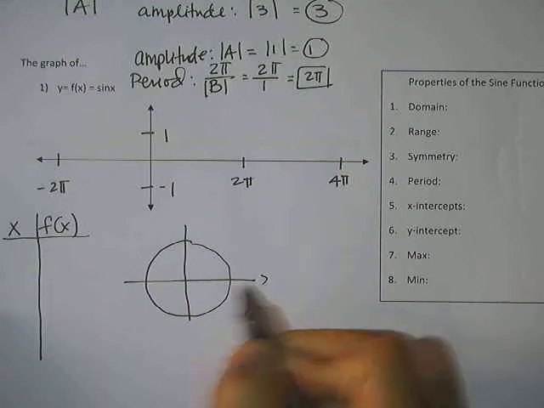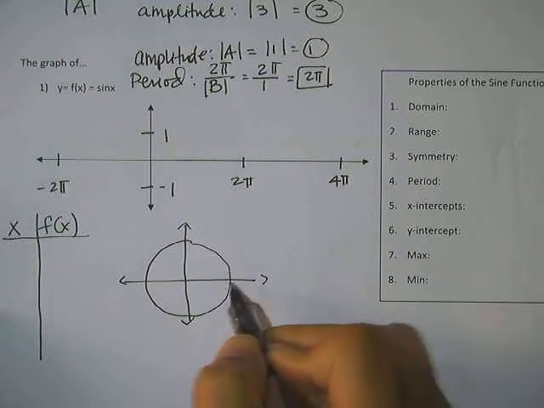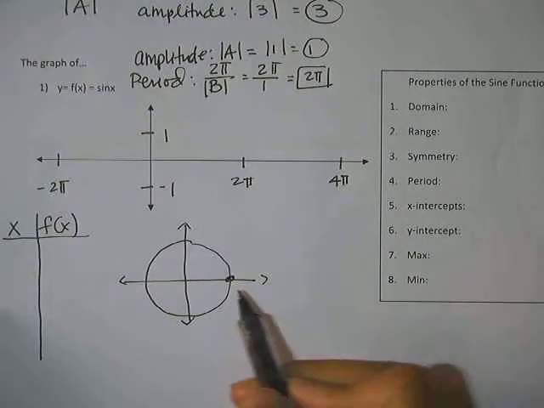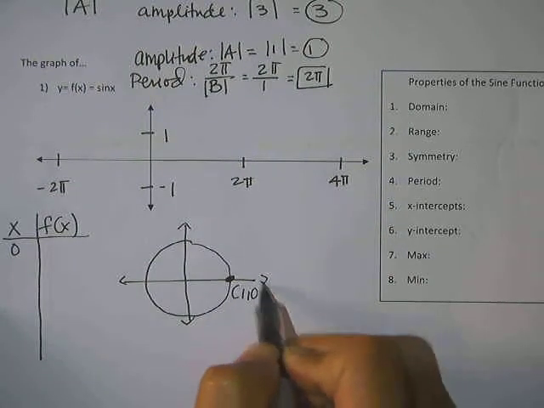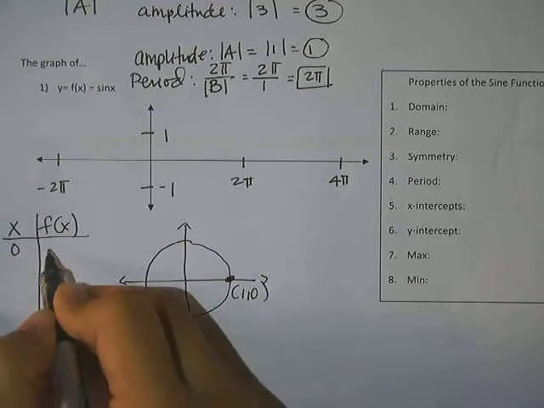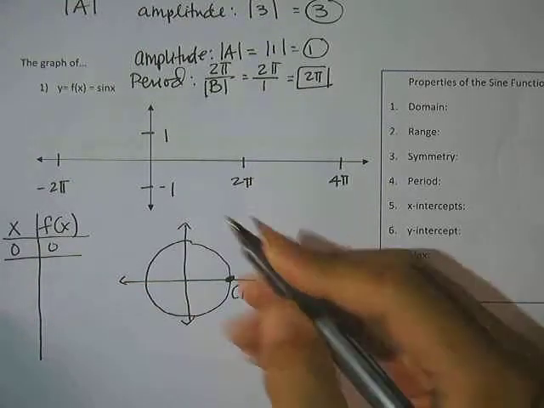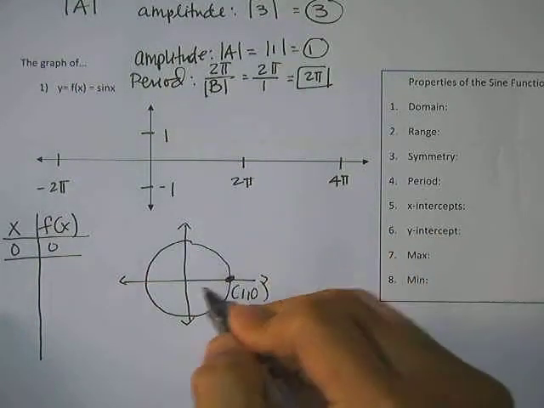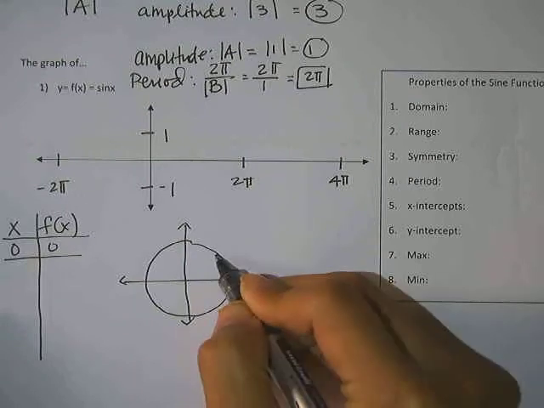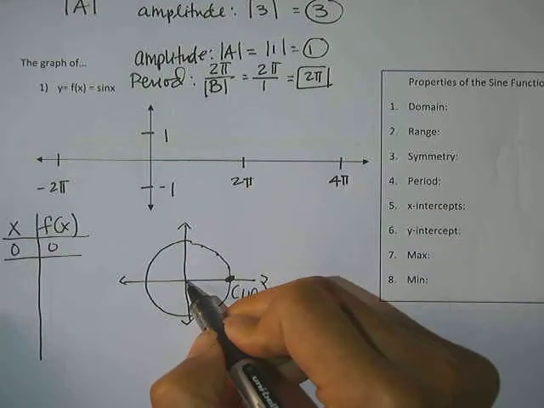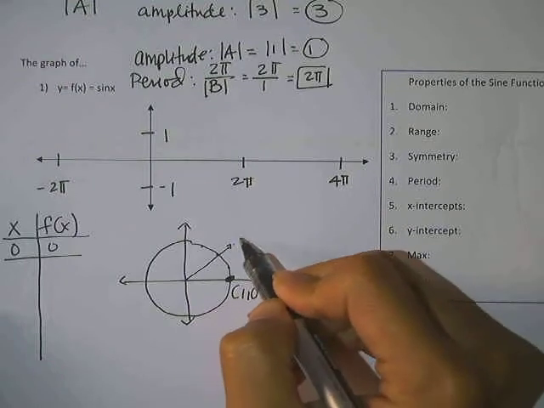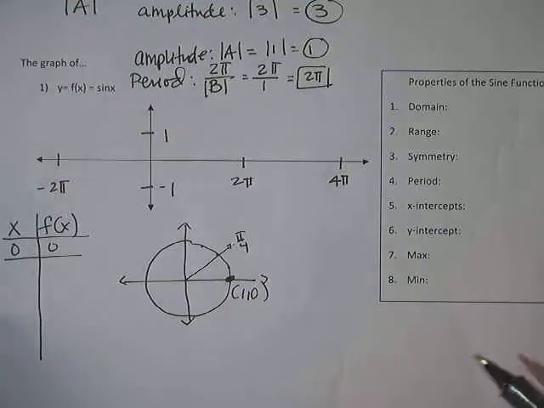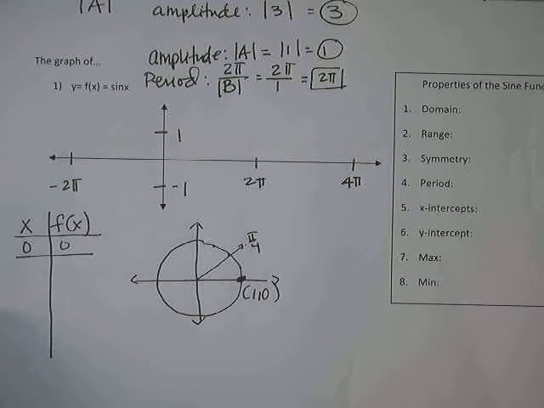I'm going to pick when the angle is 0. When x is 0, sine of 0, because this is (1, 0), sine of 0 is 0. Okay, then I'm going to pick easy values. I can pick 30 degrees and 45 degrees and 60 degrees. But let's just pick this value right here, 45 degrees, pi over 4, which, by the way, when you're graphing, only use radians, alright?